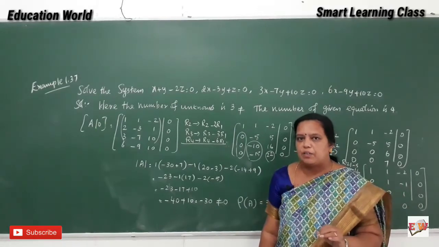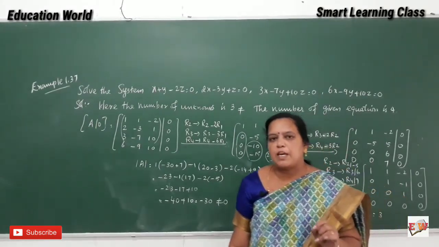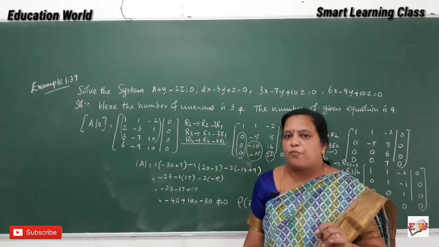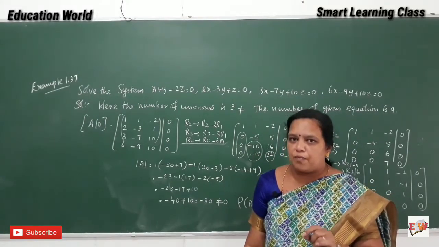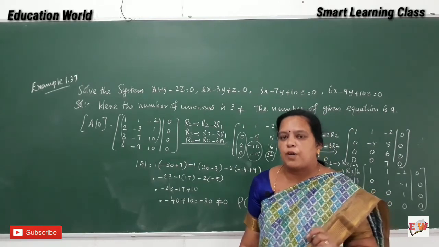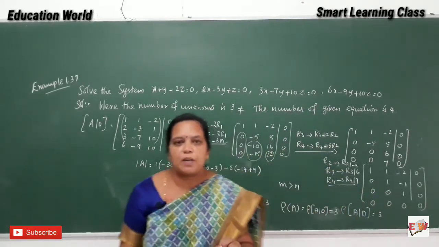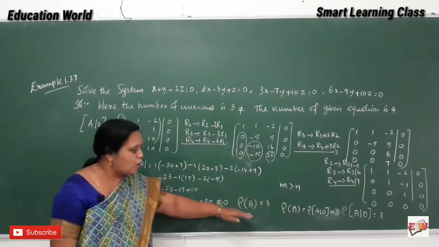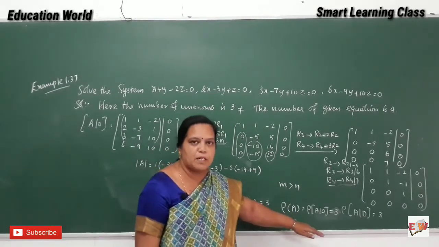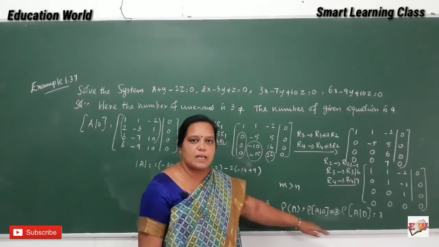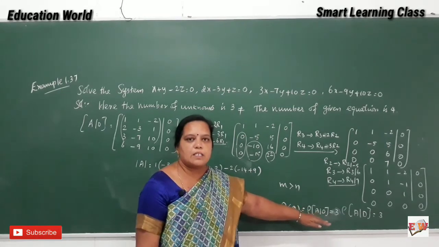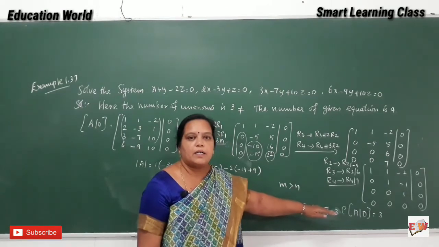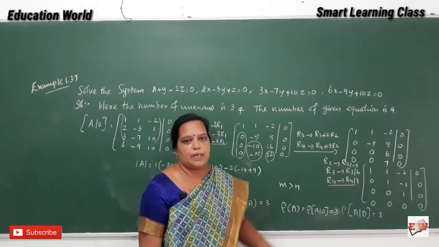That is the condition. Already we have seen, suppose m greater than n, the number of equations is more than the number of unknowns. If we reduce the augmented matrix using elementary row operations, we get rank of A equal to rank of the augmented matrix equal to n, or less than or equal to n. It is known as consistent and it has a trivial solution only. Thank you.